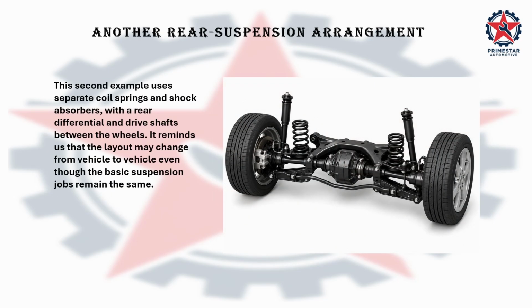This second example uses separate coil springs and shock absorbers, with a rear differential and drive shafts between the wheels. It reminds us that the layout may change from vehicle to vehicle, even though the basic suspension jobs remain the same.